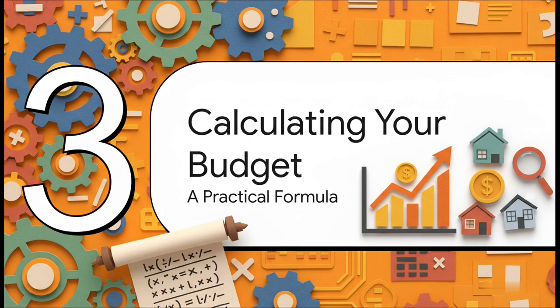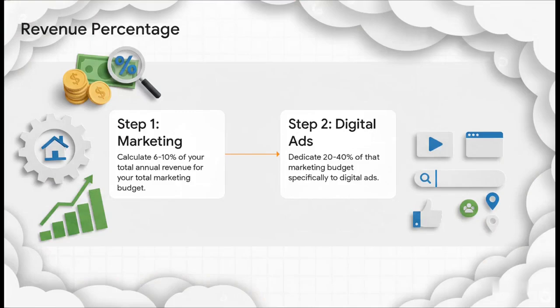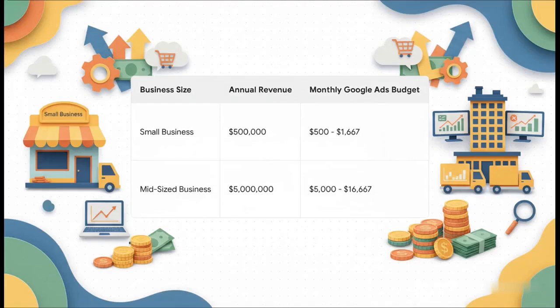There are some really solid formulas out there that can give us a great starting point. Let's look at the revenue percentage method. It's a fantastic way to make sure your ad spend makes sense for your business. So step 1, you set aside about 6 to 10% of your total annual revenue for all your marketing. Then, step 2, out of that marketing pot, you dedicate somewhere between 20 and 40% just for digital ads, like Google Ads.